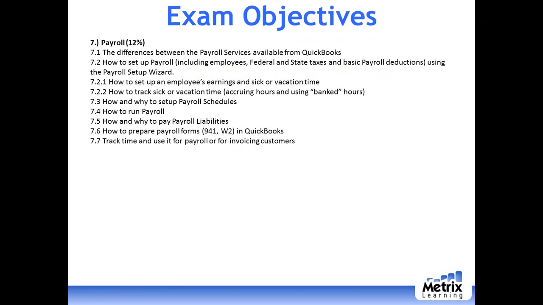Item number 7 is payroll. This is 12% of the questions asked. And having taken the assessments and going through the training, I noticed that payroll was a topic that I needed more assistance with. So I was sure to refer to the Day 2 manual. Chapter 5 covers payroll. You will want to know the differences between the payroll services that are available from QuickBooks. This includes basic, enhanced, assisted, and direct.